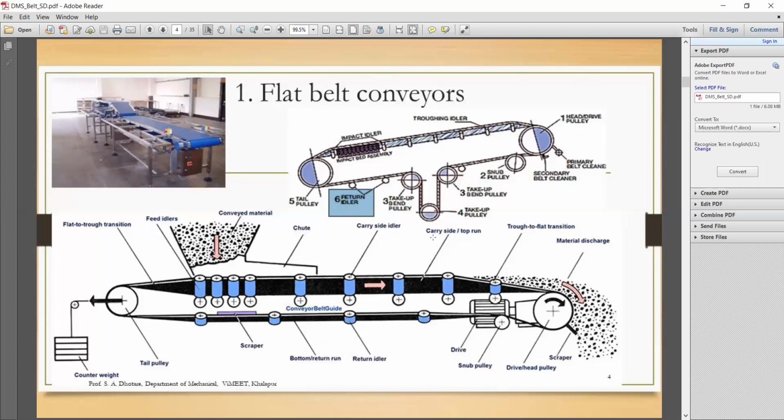Also, in a place like an assembly unit, the conveyor can be used as a production line as well as a material handling system. So it plays a double role over there. So based on the application, its function or role gets changed.